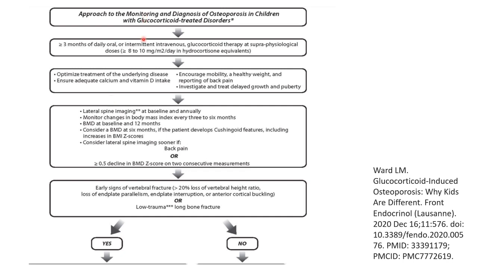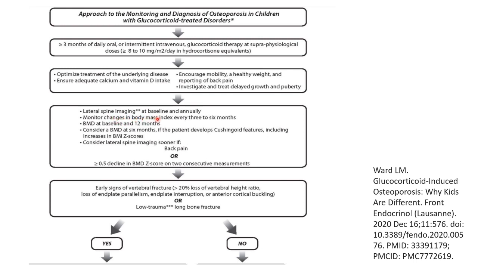So how to approach? When there is more than 3 months of daily oral or intermittent intravenous glucocorticoid therapy at supraphysiological doses, that is 8 to 10 milligram per meter square per day in hydrocortisone equivalents: optimize adequate calcium and vitamin D intake. The underlying disease obviously needs to be treated. Increase mobility, maintain a healthy weight, and report back pain. Investigate and treat delayed growth and puberty.